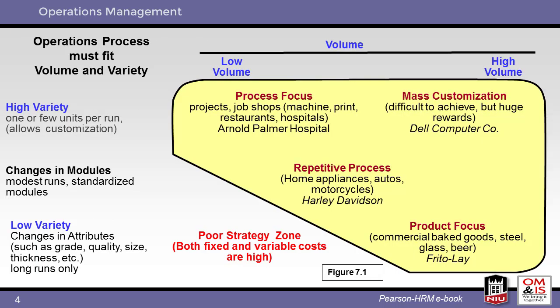This chart maps product or service volume and variety to process type. Low volume, high variety is associated with a process focus found in projects, job shops, restaurants, and hospitals, for example. High volume, low variety works best with a product focus found in steel and glass production, commercial baked goods, and beer. A repetitive process is aligned with medium volume and medium variety found in automobile and appliance production.